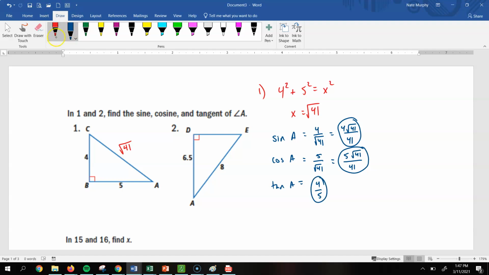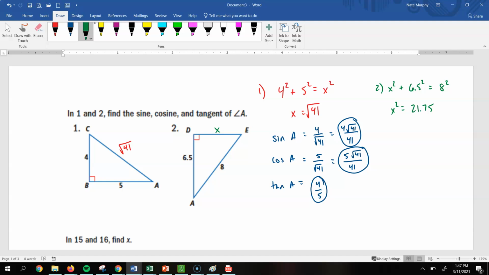Now for number 2, we're left with the same problem. With number 2, we need to figure out what the leg opposite angle A would be. So we're trying to figure out that side for number 2. So that would be x squared plus 6.5 squared equals hypotenuse, which is 8 squared. Or I can take 8 squared minus 6.5 squared. Either way, I get 21.75. Again, if you're wondering how I got that, I just took 8 squared minus 6.5 squared.